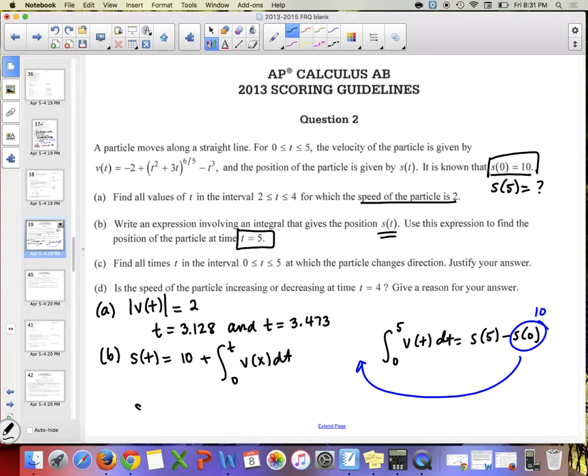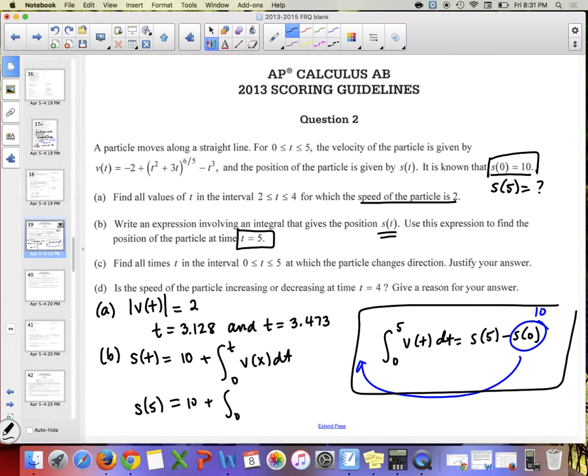So if I wanted to find s of 5, I could do that setup that I just did over here. That's totally fine. S of 5 then would be 10 plus the integral 0 to 5 of v of x dx. I don't know why I did v of x dt here. I want to keep my variable different than the t that I had up there. So I'll just do v of x dx on this one as well.